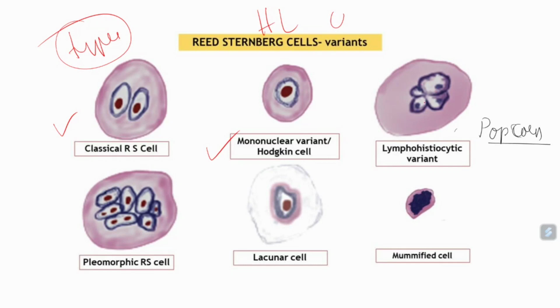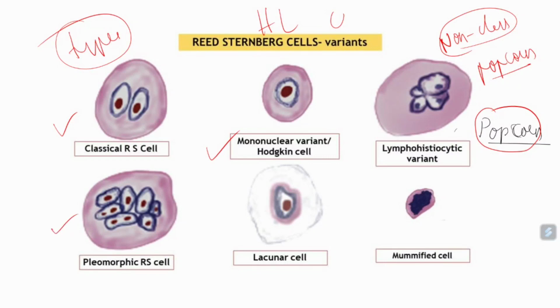Sometimes the lymphocytes will have a popcorn-type appearance. These are called popcorn cells, and they are very commonly seen in one particular type of Hodgkin's lymphoma, which is non-classical Hodgkin's lymphoma. I will tell you all this classification, so try to remember the popcorn-type lymphocytes. Again, we have pleomorphic Reed-Sternberg cells, lacunar cells, and mummified cells as other types of Reed-Sternberg cells. Just for understanding, I'm telling all this. It is not necessary to understand for PharmD graduates.